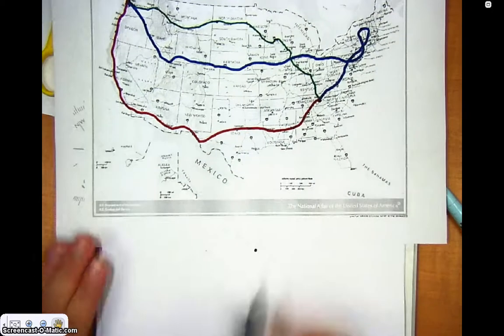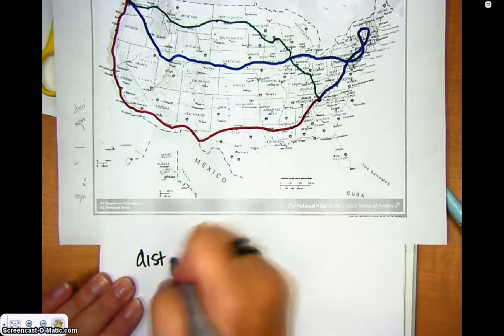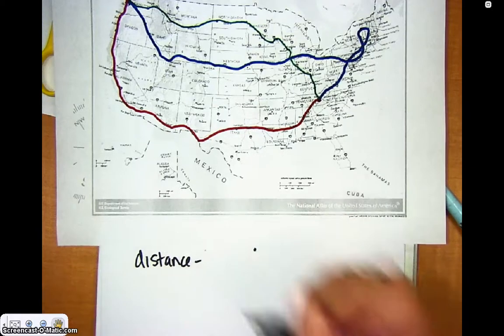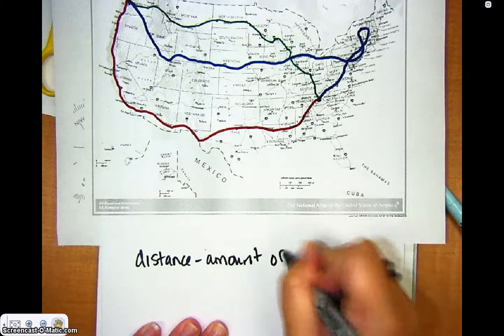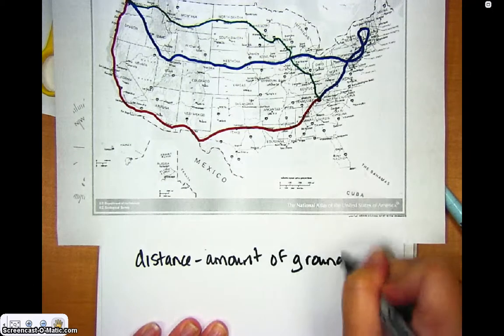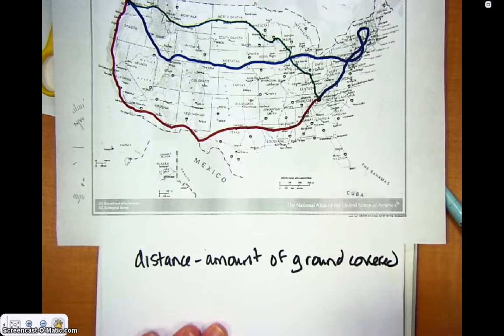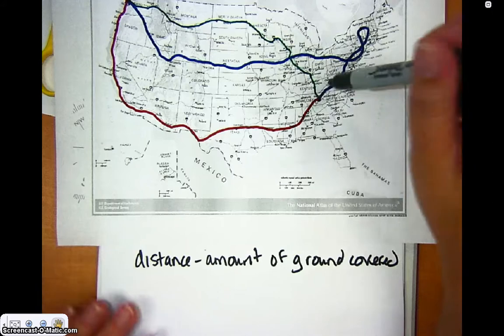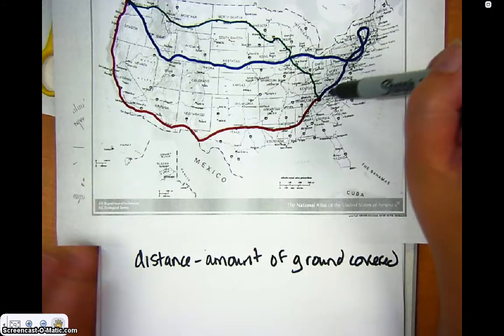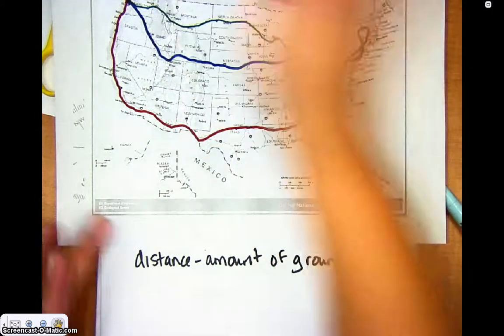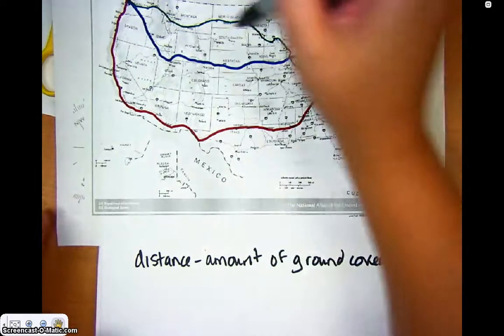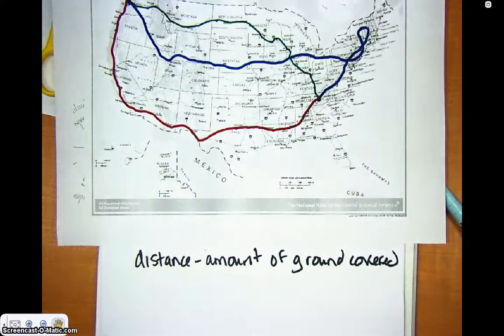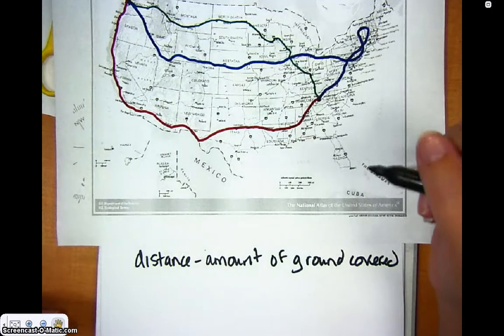Okay, so distance is actually the amount of ground that you've covered. So this one may have been, and I'm just guessing here, maybe 2,000 miles, and this one was 2,500 miles, and maybe this one was like 1,300 miles. So each one of those different paths that I took was a different distance.